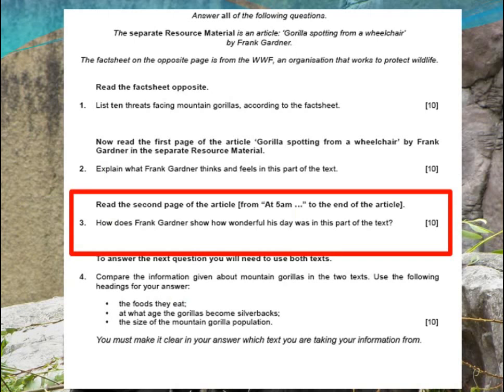Another thing you've just got to look out for is the bold writing. So the bold writing above each question are instructions. The instruction for this question is read the second page of the article from 5 AM to the end of the article. That means if you answer any part of this using the first page, you'll get a big fat 0 for that part of your answer.